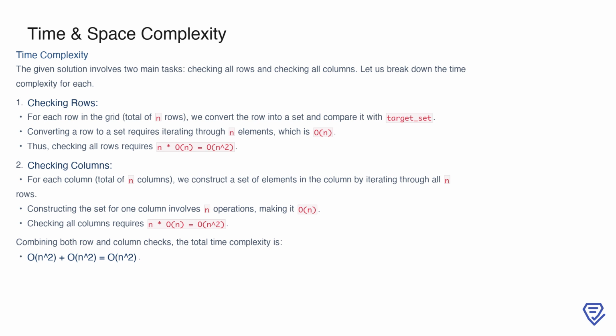Similarly, for column checks, we construct a set of elements for each of the n columns by iterating through all n rows. Constructing a set for one column is an O(n) operation, and within columns, this also results in a time complexity of n * O(n), or O(n²). When we combine the time complexity for both row and column checks, the total becomes O(n²) plus O(n²), or simply O(n²).